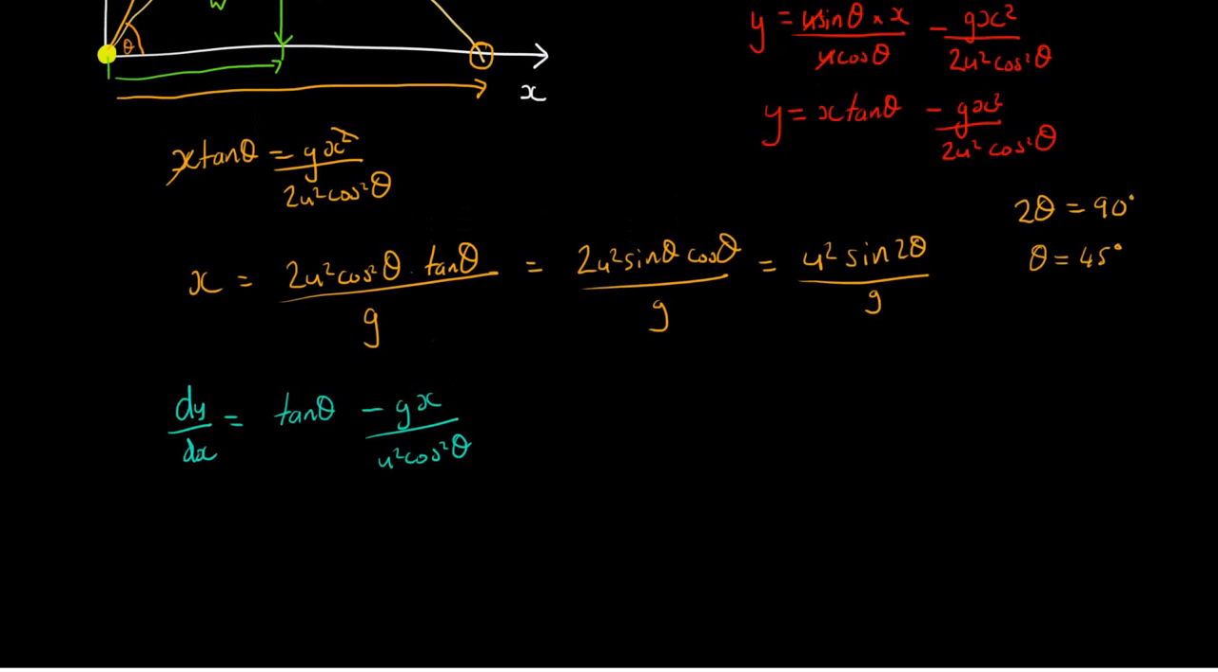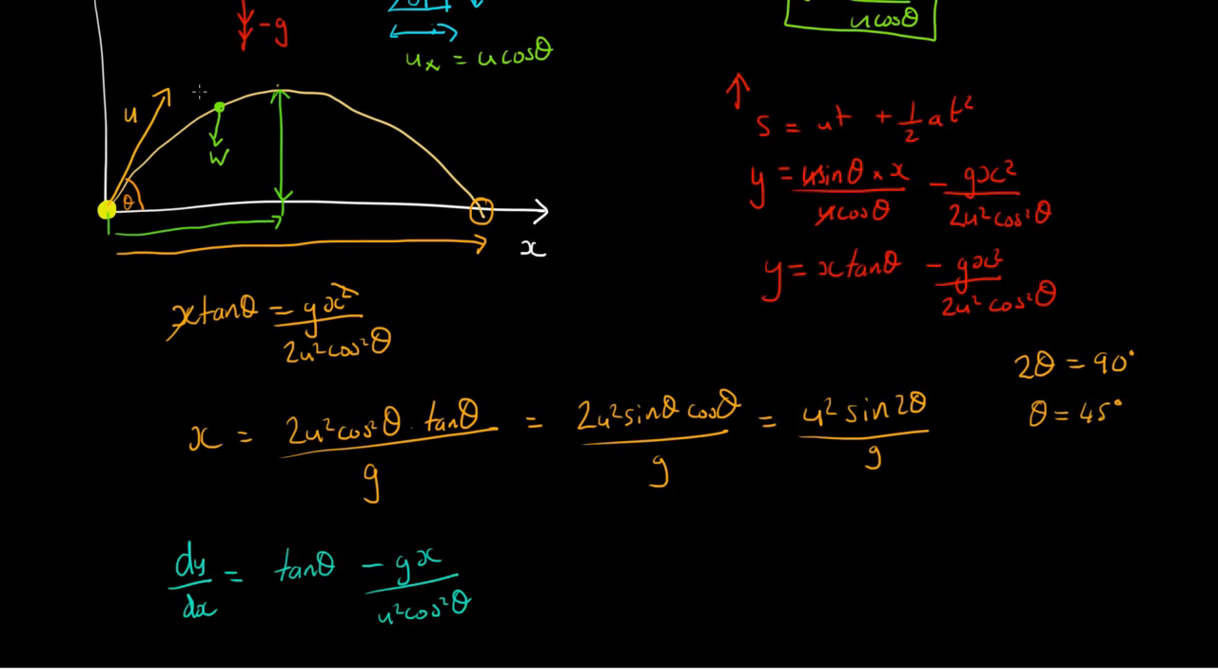Now, what can we do with dy dx to find this point? Well, dy dx represents the gradient of this curve. And at this point, if we draw a tangent to the line, you can see that the gradient of that is 0.